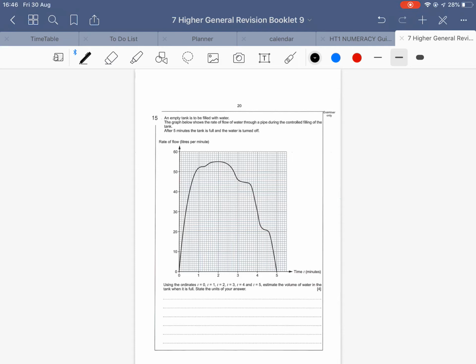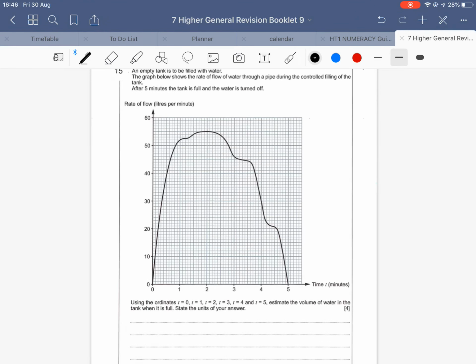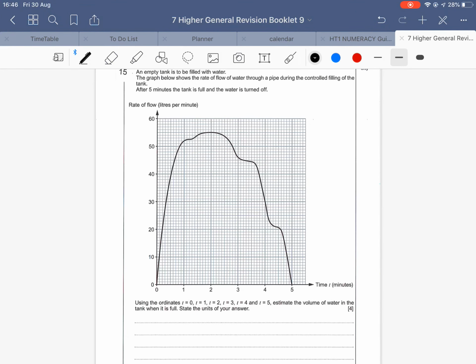Okay, question 15. An empty tank is used to... Oh, this is a velocity time graph, isn't it? Lovely. An empty tank is filled with water. The graph below shows the rate of flow of water controlled to fill the tank. After 5 minutes, the tank's full. Estimate the volume of water in the tank.